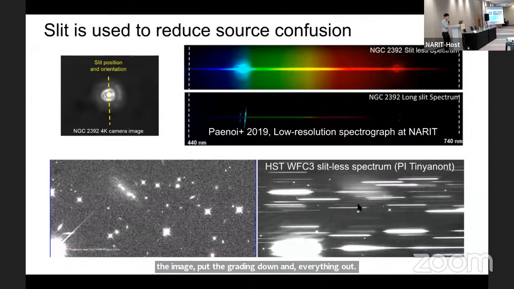A quick thing to point out is that this is a supernova, and you can see that the spectrum is not very continuous. It's very bumpy, and it's a bunch of lines here. That's why it was fun.